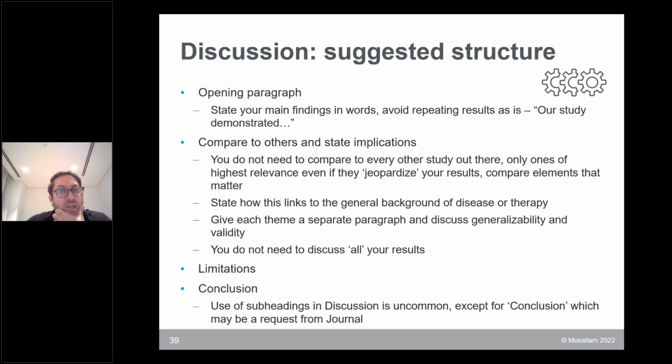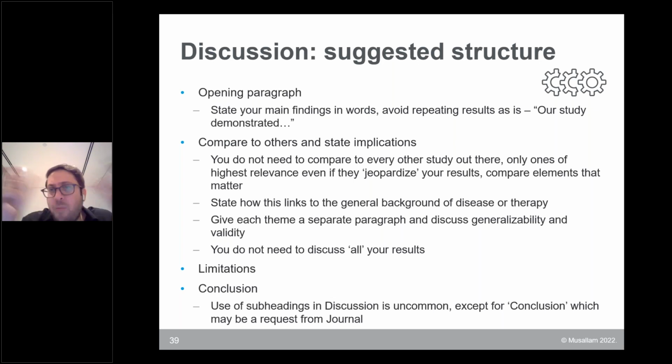In the discussion, the suggested structure is an opening paragraph to repeat your results, but in lay words. So, we found that there is an association between smoking and lung cancer. You don't need to repeat the results. The one thing that I always find is people start putting the numbers again, but you just did it in the results. People just read those. You shouldn't write them again in the discussion.